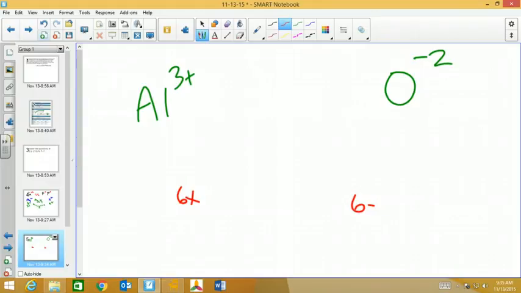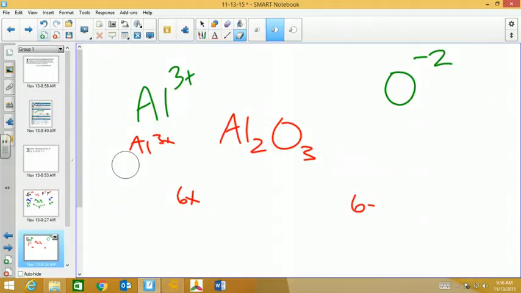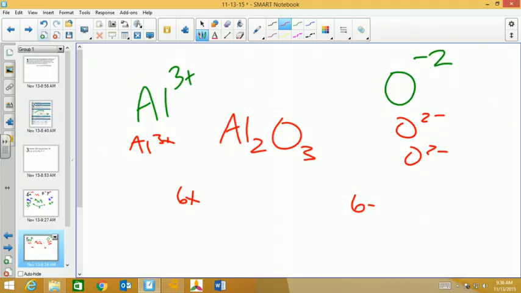So how do I get this to be 6 plus? I need 2 of them, right? Al2, and oxygen needs 3. You got it. So this will be Al3 plus. Oops, just 2 of those. And then 3 of those guys. Yes?